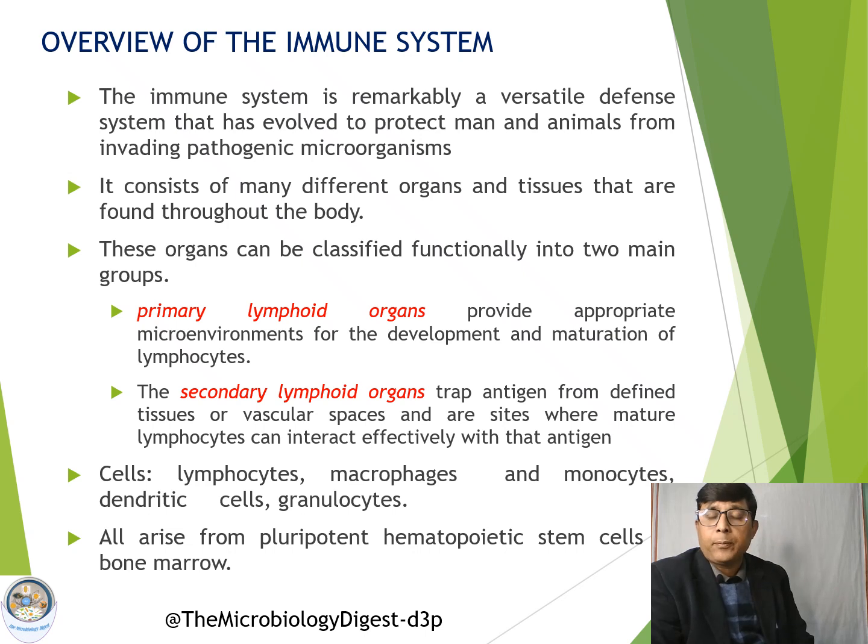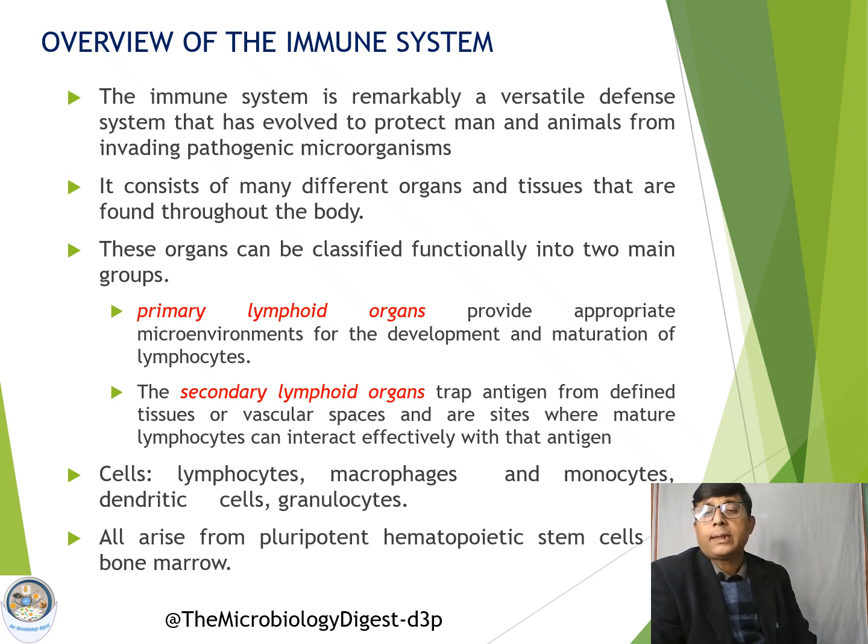First group is the primary lymphoid organs. Primary lymphoid organs provide the appropriate microenvironment where the cells which actively take part in the generation of the immune response will be developed. Mostly the lymphocytes will be developed and matured in the primary lymphoid organs.